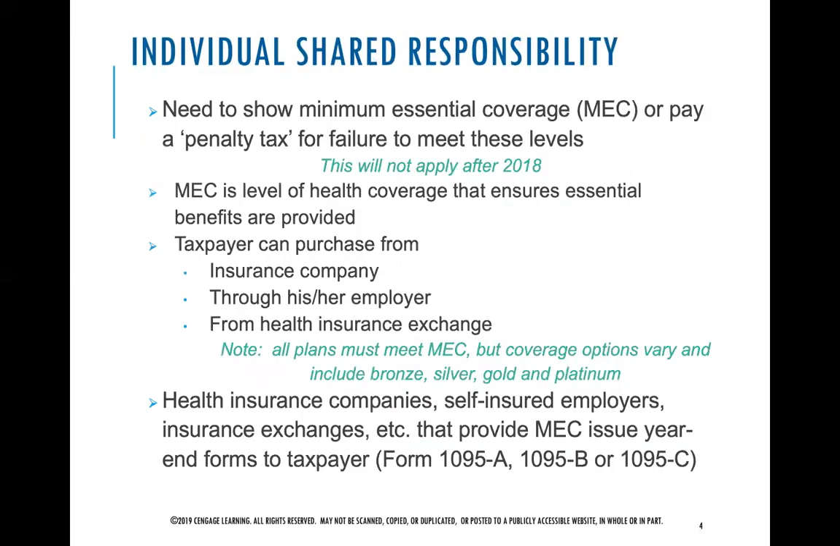Individual shared responsibility. You had to show you had minimum essential coverage, this is in reference to health insurance, or you had to pay a penalty tax for failures to meet these levels. As I said, this does not apply going forward after 2018. Minimum essential coverage is a level of health coverage that ensures essential benefits are provided. You could choose to purchase from an insurance company, through your employer, or through the marketplace, also called the health insurance exchange. All plans within the exchange met the minimum essential coverage, but coverage options vary according to the level in which you wanted to pay for it.